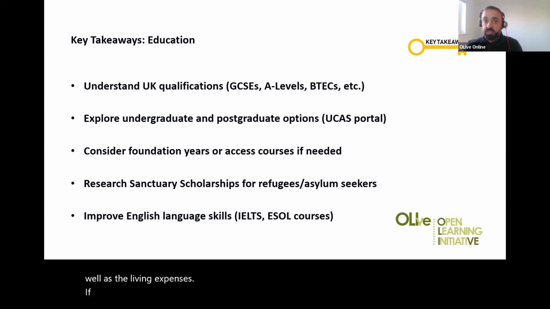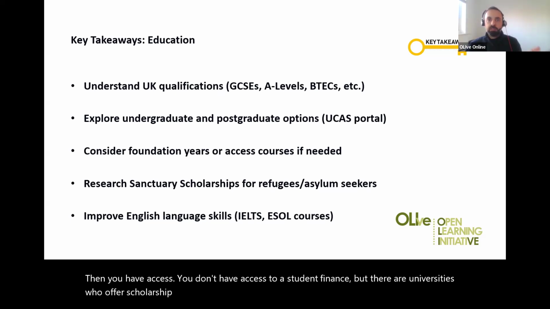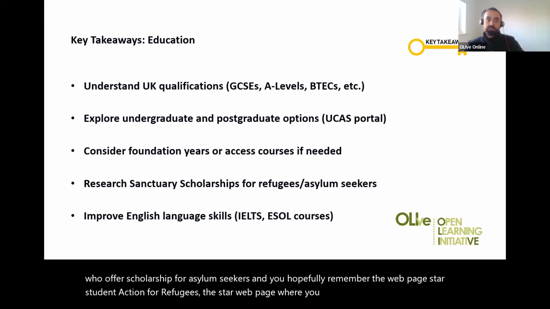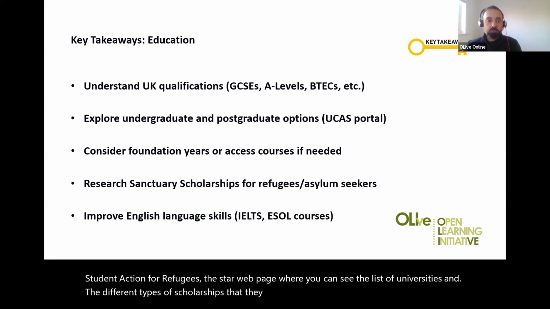If you are an asylum seeker, if you are still waiting for your asylum claim to be processed, then you don't have access to student finance, but there are universities that offer scholarships for asylum seekers. And you hopefully remember the STAR webpage, Student Action for Refugees, where you can see the list of universities, the different types of scholarships they have, and the application process for each one.